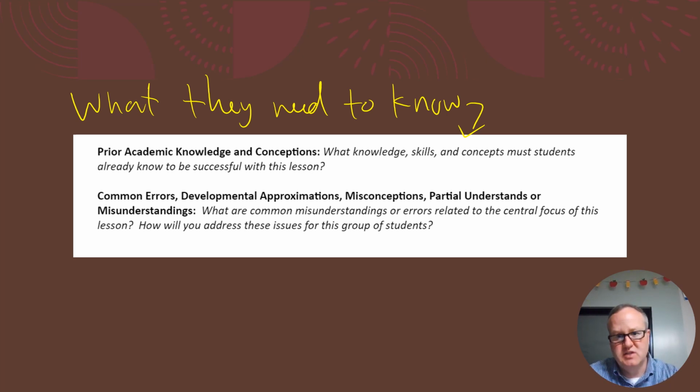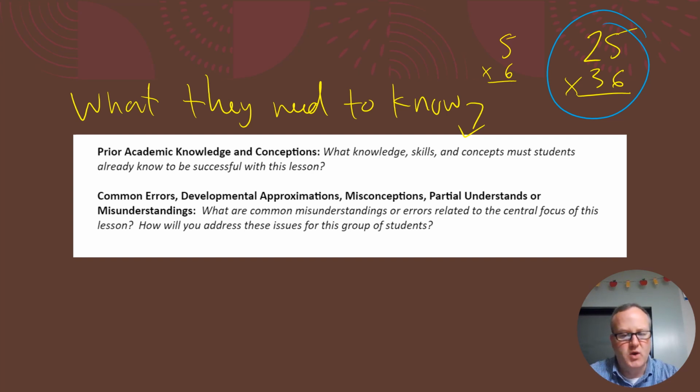If you're going to do a lesson on how to multiply 25 times 36, they first need to know how to multiply 5 times 6. It's too much of a jump to have them try this goal if they have not mastered that prerequisite knowledge first.